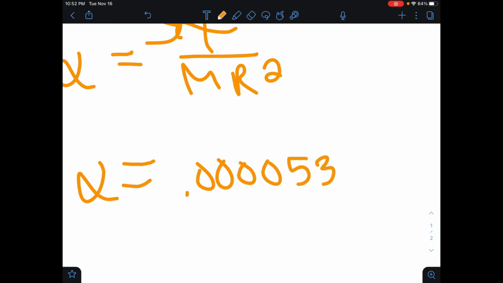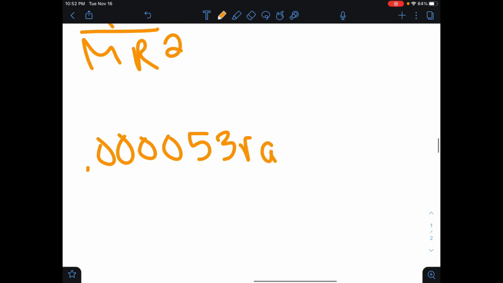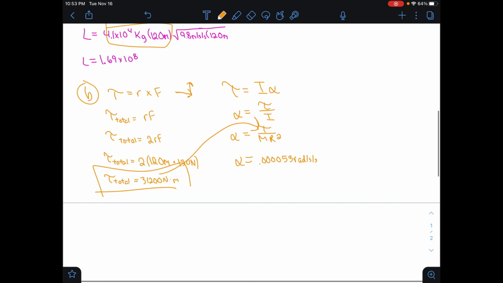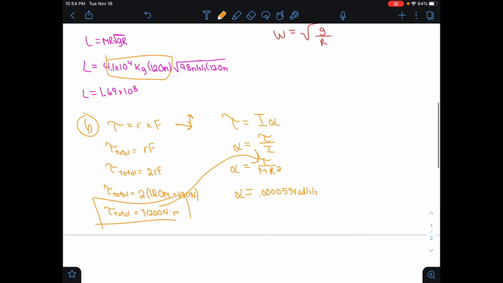So our angular acceleration is going to be 0.00053. I believe that is radians per second squared. Okay, we got that now. And now using this is where we plug into a kinematic.